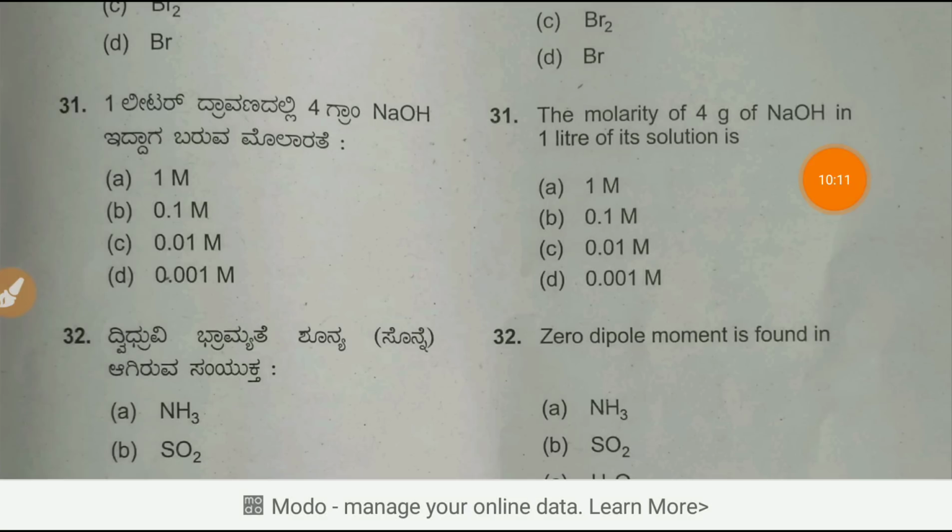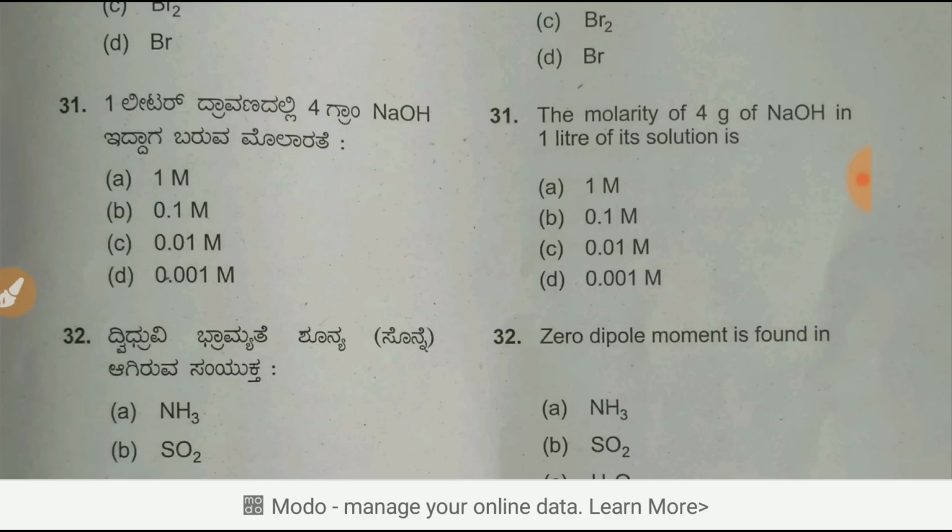Next question. The molarity of 4 gram of NaOH in 1 liter of its solution is. Dear friends, before knowing the answer, let us discuss what molarity is. Molarity means the moles of solute to the liters of solution. Here in the question, 4 gram of sodium hydroxide in 1 liter of its solution.